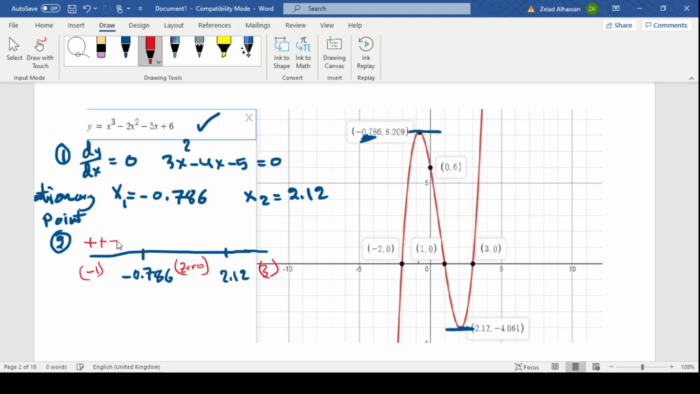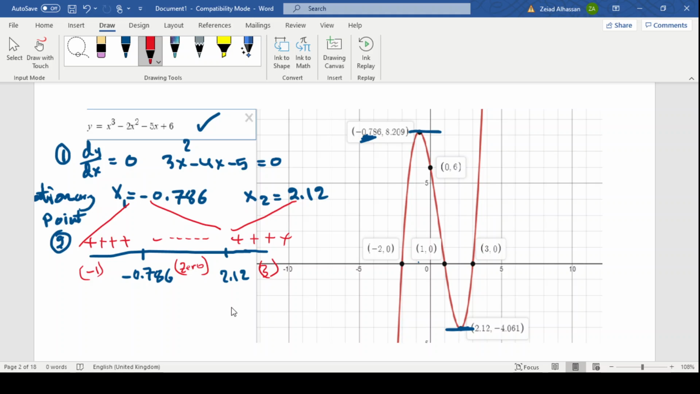This means that the function on the left hand side of negative 0.786 is increasing, and the function between those two values is decreasing, and then increasing, and this shows from the graph. Of course, in the questions we don't have a graph, we don't have graphing for the functions in our questions. Sometimes it's a very complicated function, so finding an easier way than graphing to find the maximum or minimums, or to find increasing and decreasing intervals, it's easier by using differentiation.